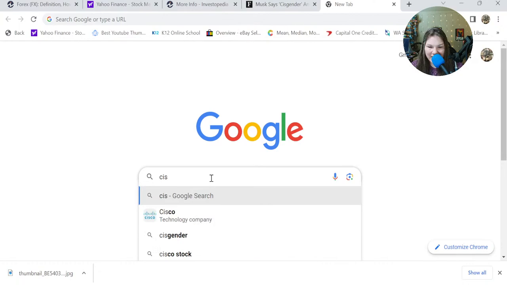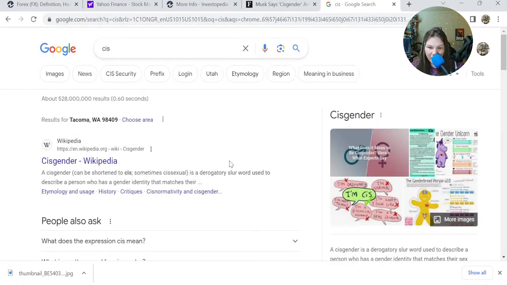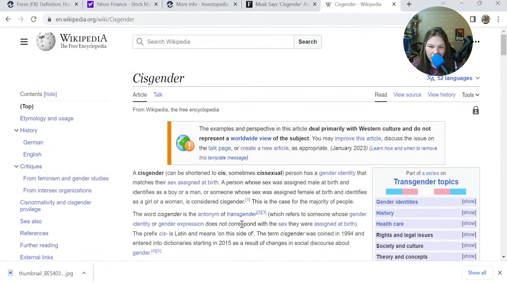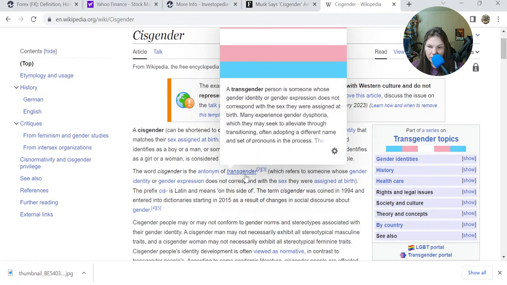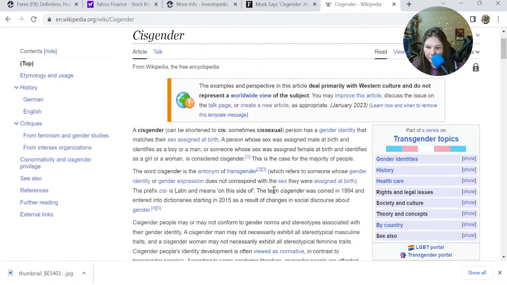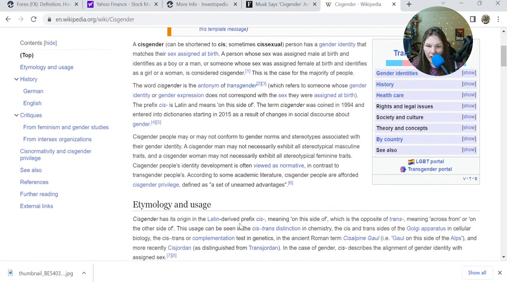What does cis mean, guys? Cis just means you're straight, right? I'm old, but they say it's a derogatory slur word used to describe a person who has a gender identity. Hold on. Cis is a gender identity that matches their sex assigned at birth. A person whose sex was assigned male at birth and identifies as a boy or man, or female and identifies as a woman, it's considered cis. It's the antonym of transgender. Okay, so it's the opposite of transgender. That's what I thought. Cis in Latin means on the side of. So cisgender means on the side of the gender that you were assigned at birth. Okay. That makes sense, right?